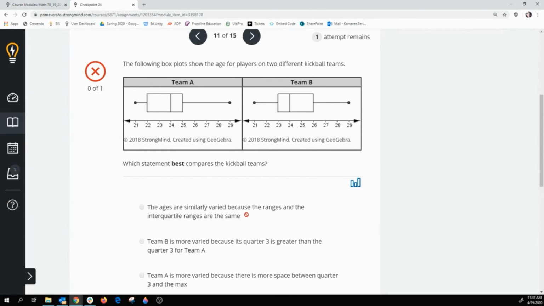They are the same. And if you look, the ranges for both go from 21 to 29. So the ranges are the same. And the IQRs are also the same. This has 22 to 25, which is 3, right? If I do my subtraction. And 26 to 23 is also 3 if I do my subtraction, which means that they would be the same. Perfect.